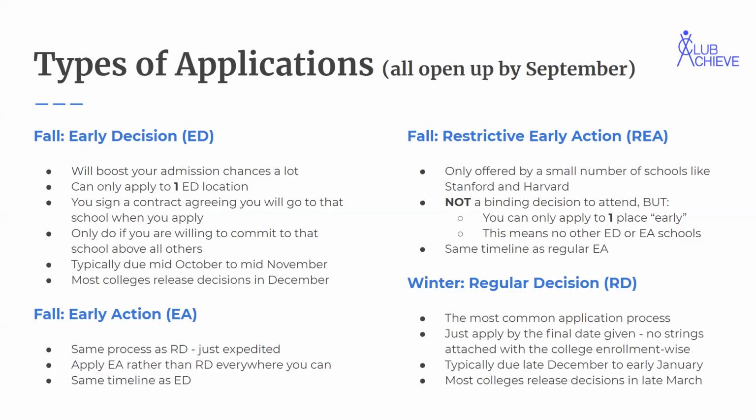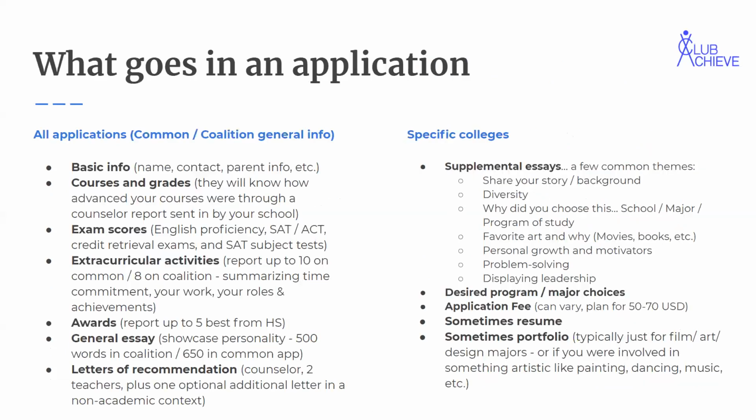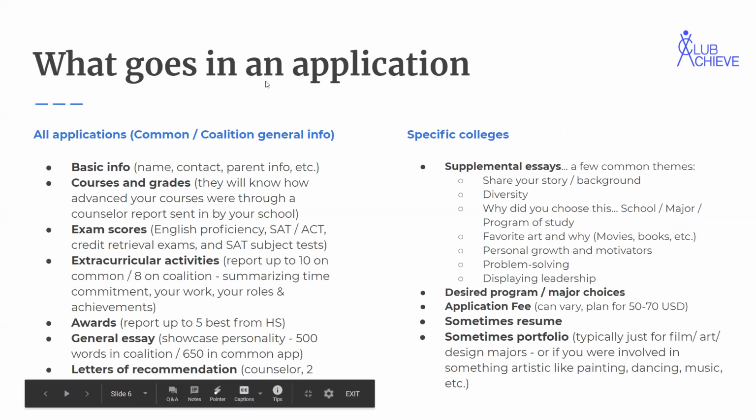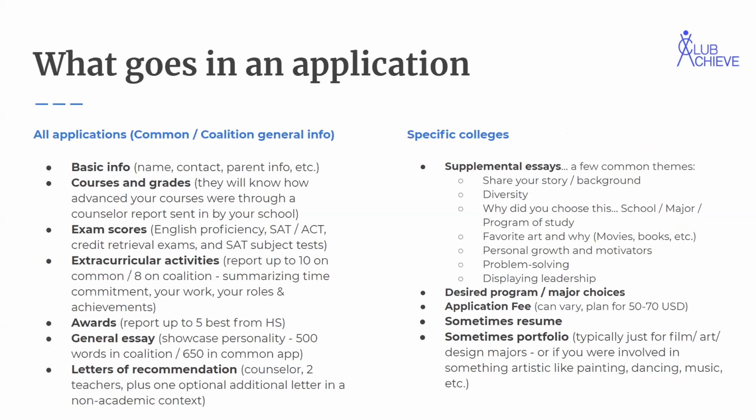So now you're probably wondering what goes into these applications, and honestly, it's very, very similar across the board what you're going to be giving to colleges. On the left here, I have a list of everything that the Common and Coalition Application are both going to ask you. So you're going to fill out your basic information as I discussed earlier, and then also all of the courses you took and the grades you got.